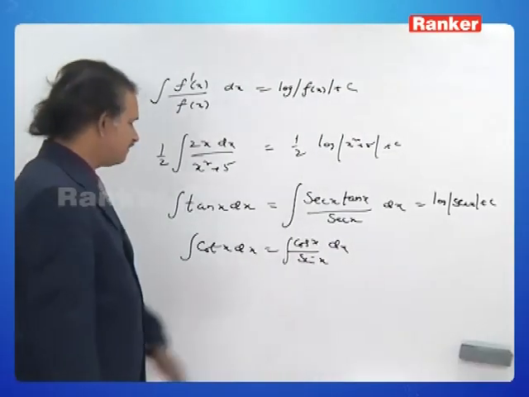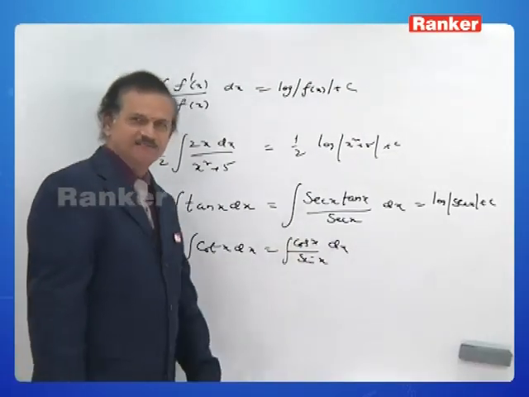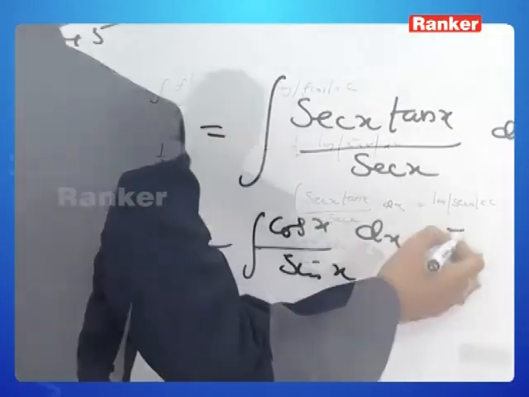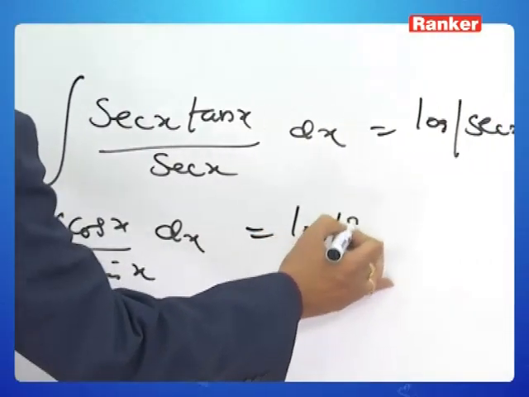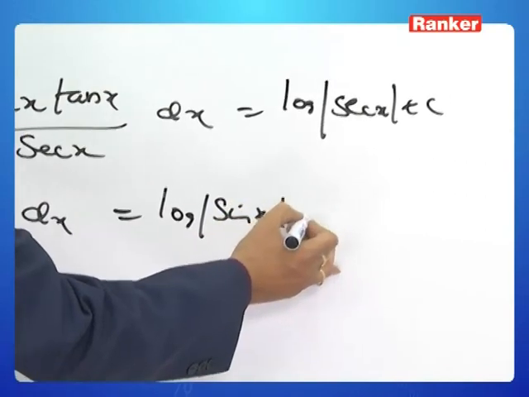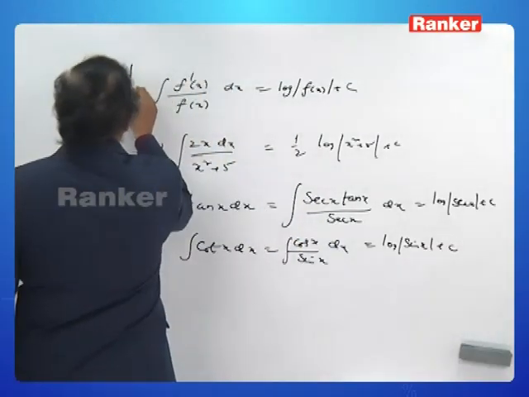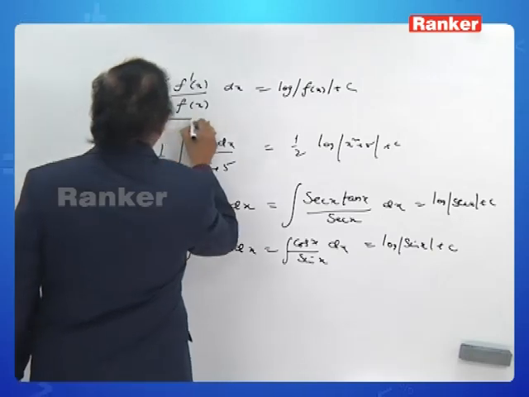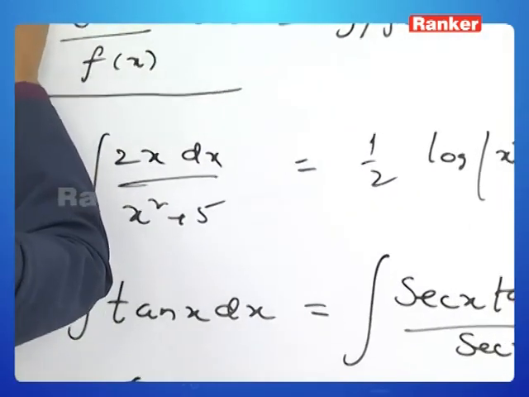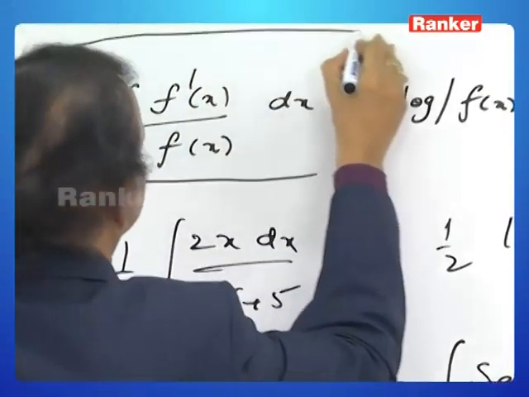You take sin x as f of x and cos x will be f dash x. f dash x by f of x is log mod f of x, that is log mod sin x plus c. Therefore, this is the beautiful formula to have the answer immediately.